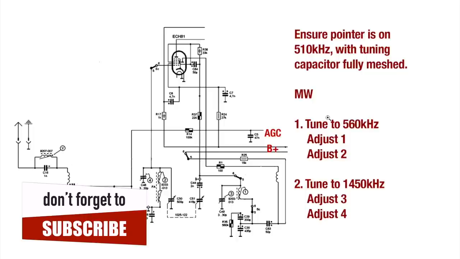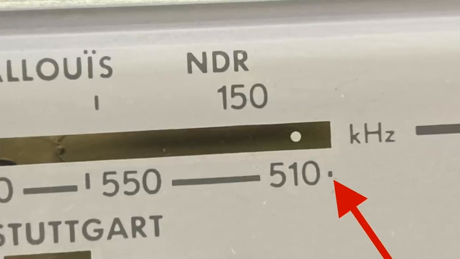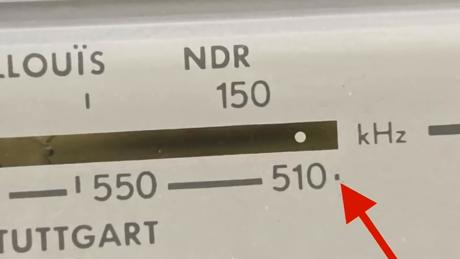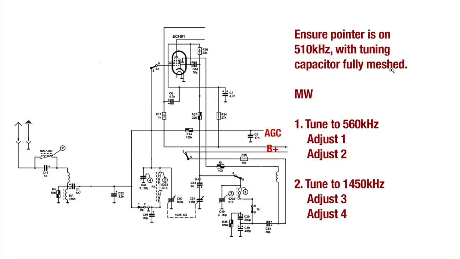They tell us to, before we start, ensure that the pointer is on 510 kHz with the tuning condenser fully meshed. Now that means you tune your tuning condenser all the way to the right. There's actually an indication of 510 on the dial. You can see that. So you make sure that your pointer is on that point. And if it is not, you can physically move it slightly left or slightly right by adjusting the position of the pointer on the dial cords. So that's out of the way.